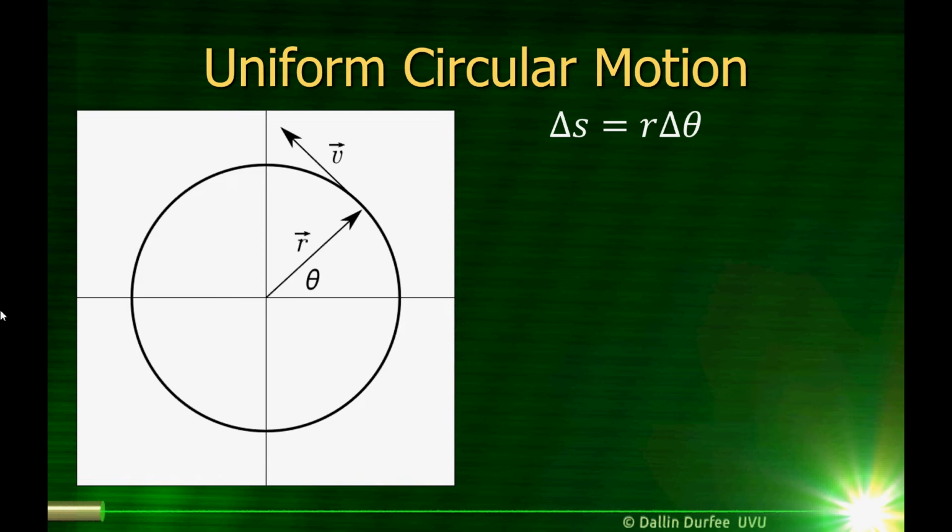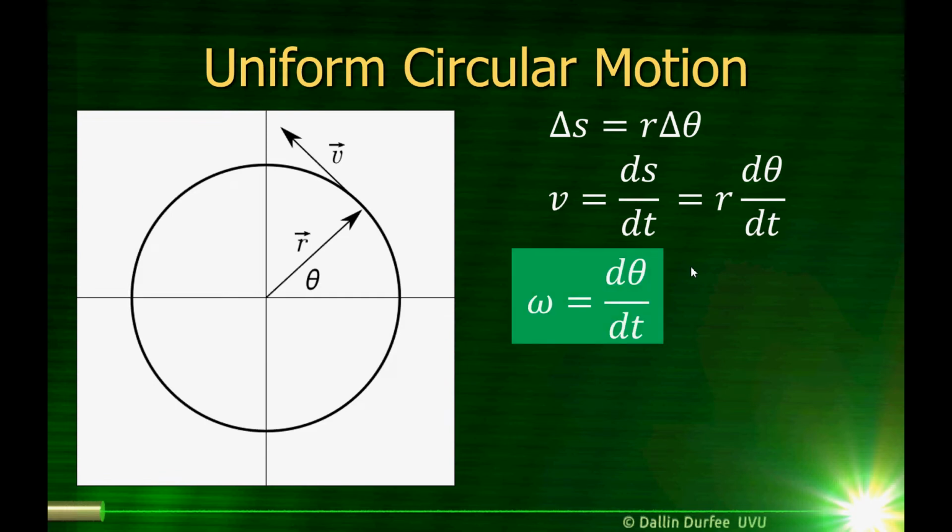So now as my object is moving around the circle, as theta changes by some amount d theta, the path that the object traces out, the length of that path, is just delta s, which is the radius of the circle times delta theta. So that means that the velocity, that's just the derivative of s with respect to time, is just r times the derivative of theta with respect to time. And we have a special name for the derivative of theta with respect to time. We use the Greek letter omega to represent it, and we call it the angular velocity.